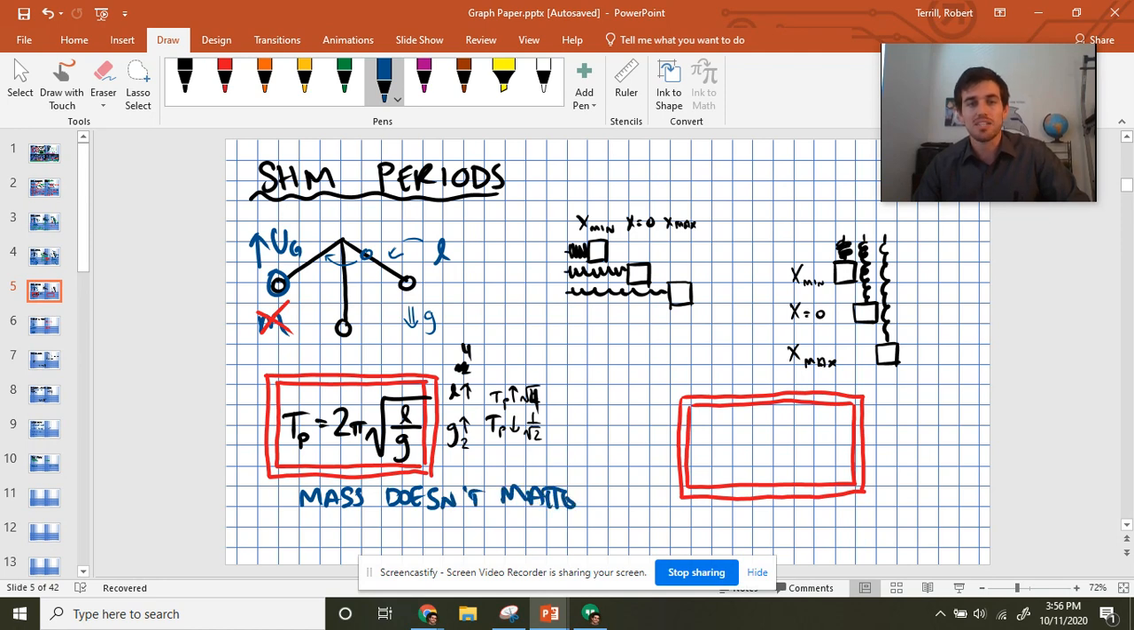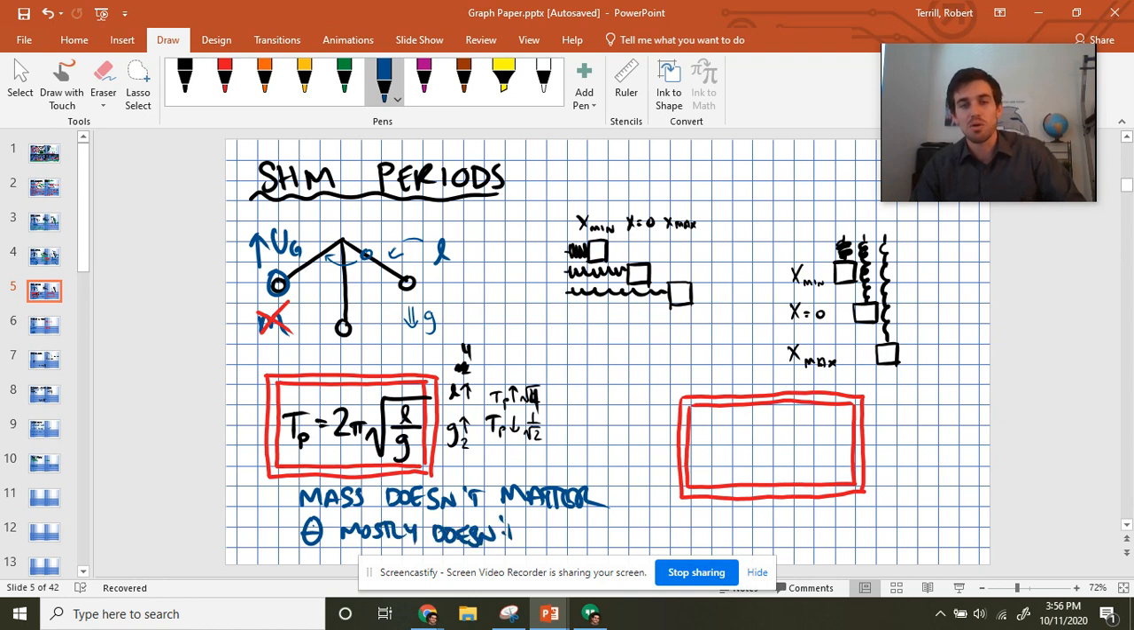So mass plays no part in the period of a pendulum. The other thing that doesn't really make a big difference is the angle. The angle mostly doesn't matter.